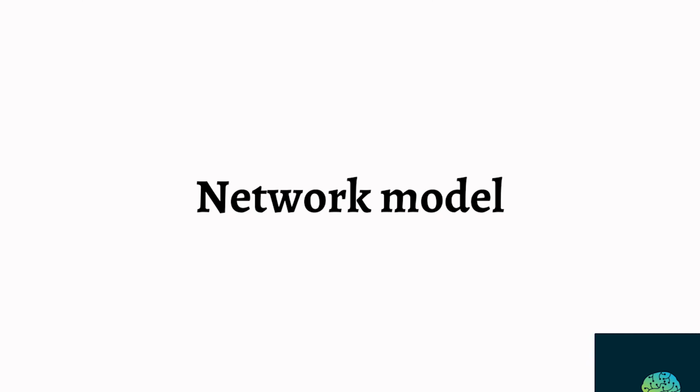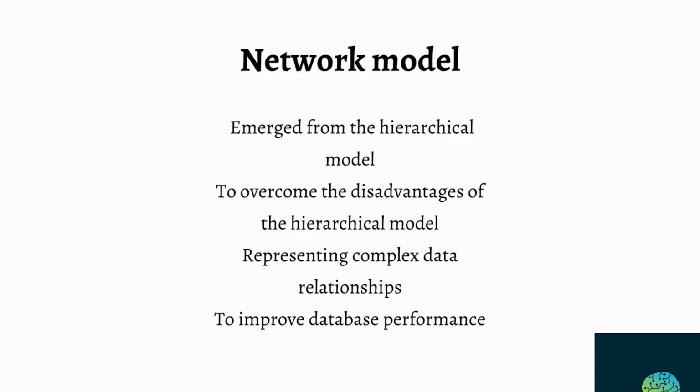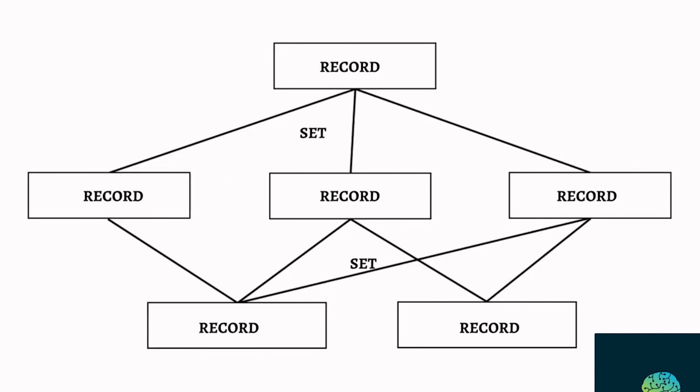Next is the network model. The network model emerged from the hierarchical model to overcome the disadvantages of the hierarchical model. Thus, the network model represented complex data relationships much more effectively than the hierarchical model, and hence it improved the database performance. The network model organizes data using 2 fundamental concepts called the records and the sets. The records contain fields and the sets define one-to-many or many-to-one relationships between records.